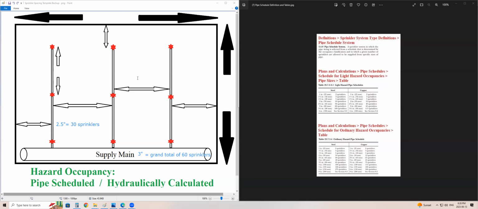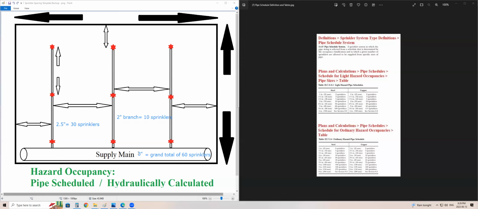Out of my other 2 branch lines, I am now only allowed to install 30 more heads, because my main was only ever calculated, or pipe scheduled, I should say, to allow for a total of 60 sprinkler heads. Now let's say they wanted to install a 2-inch branch line over here. 2-inch branch equals 10 sprinklers. And now we're at a grand total of 40.